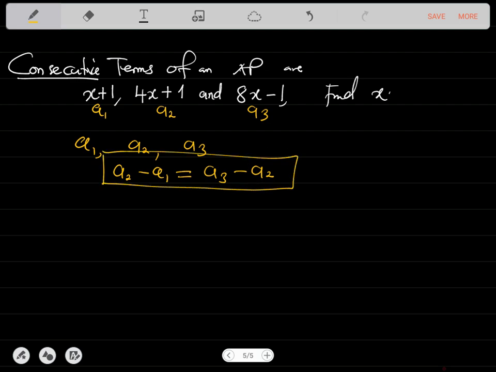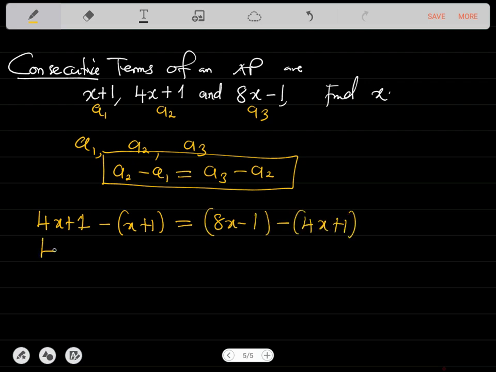That's all. So you say 4x plus 1 minus (x plus 1). This is the same thing as (8x minus 1) minus (4x plus 1). Expand. Minus x minus 1. 8x minus 1 minus 4x minus 1. Collect the like terms. Okay? 4x minus x, 3x. Positive 1 minus 1, they cancel.